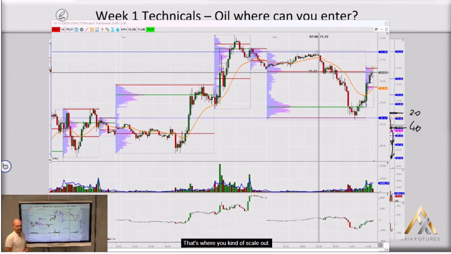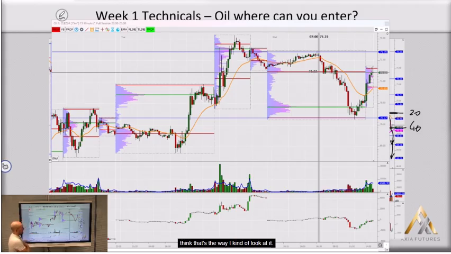That's where you kind of scale out, I would say. Yes, you could say, well, you're up now, stay in and try and run it all the way up. But simply something like that. Yeah, I took the back into the range trade. And I was thinking about maybe trying to run it up towards that area. Towards the 70s. Yeah, I took some off at 20.